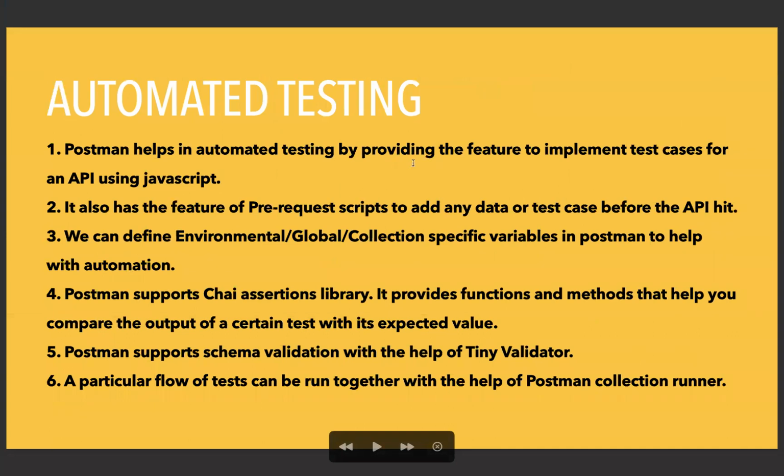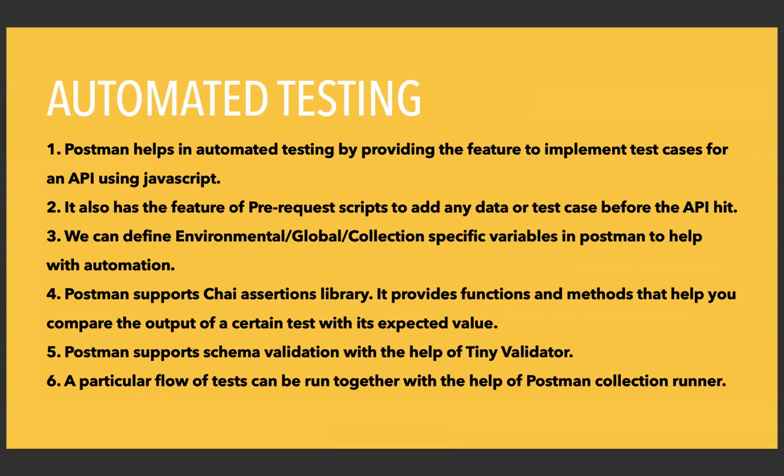All right. So coming to automated testing, Postman helps us in automated testing by providing the feature to implement test cases for any API, and the language it uses is JavaScript. Okay, so using JavaScript, we can write test cases for any API in Postman. Okay, so the features which it provides us are like pre-request scripts.